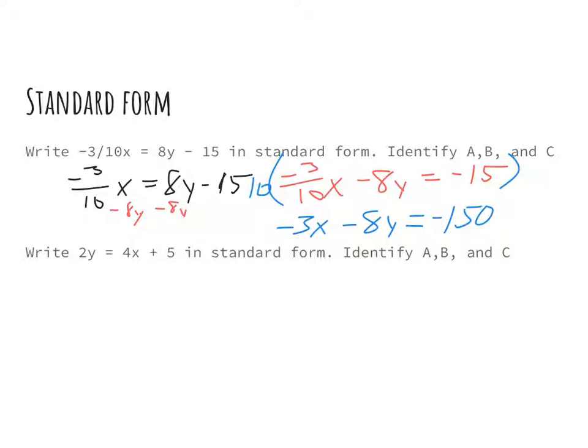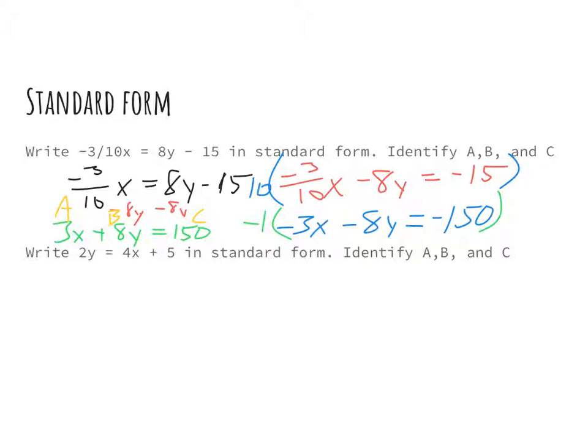The last thing is that a has to be greater than or equal to 0. Right now it's negative. So I take this and multiply it by a negative 1, and I get 3x plus 8y equals a positive 150. And so when I identify a, b, and c, a is in front of x, b is in front of y, c is all by itself. So a is 3, b is 8, and c is 150.